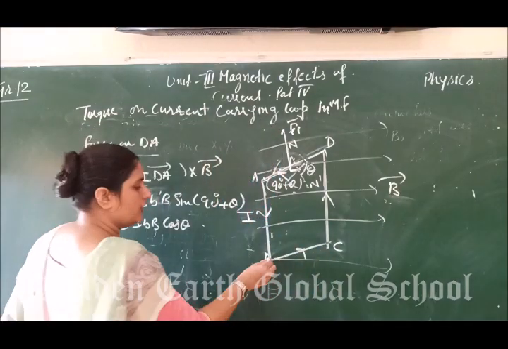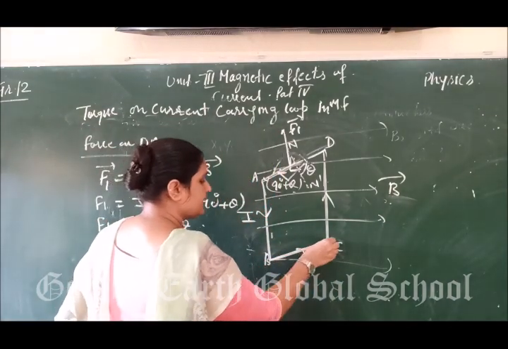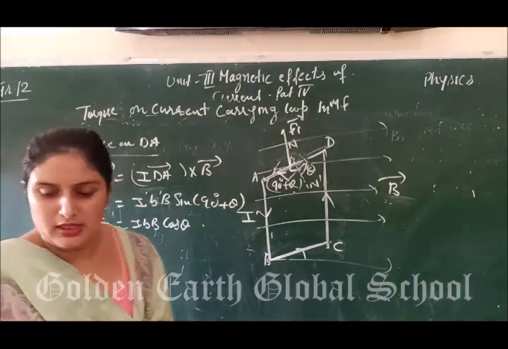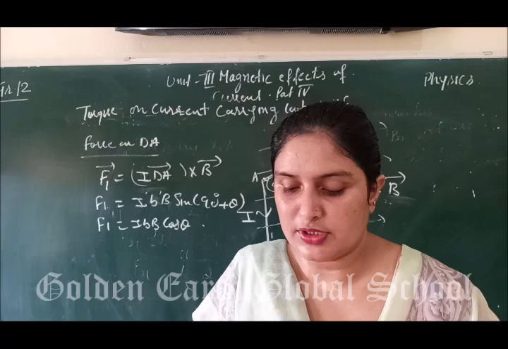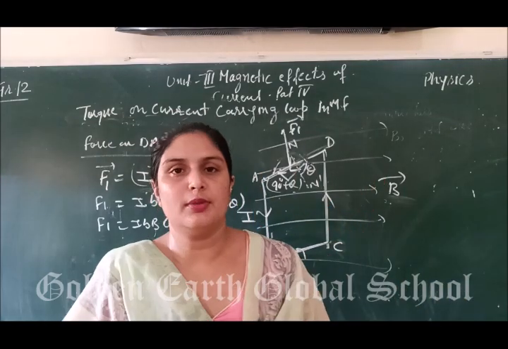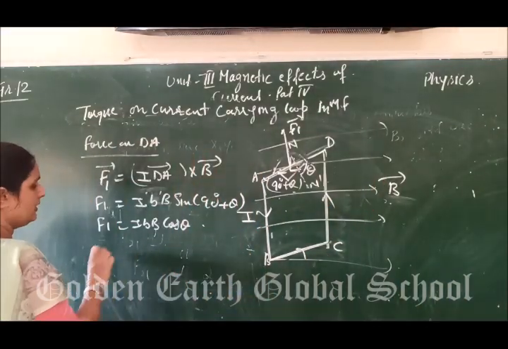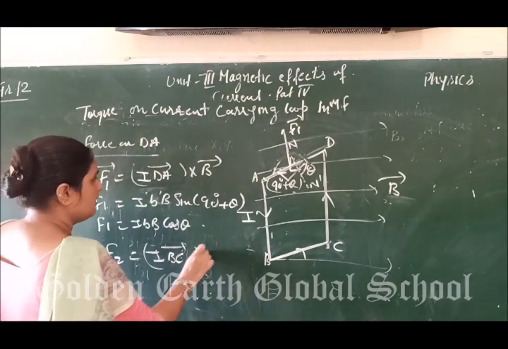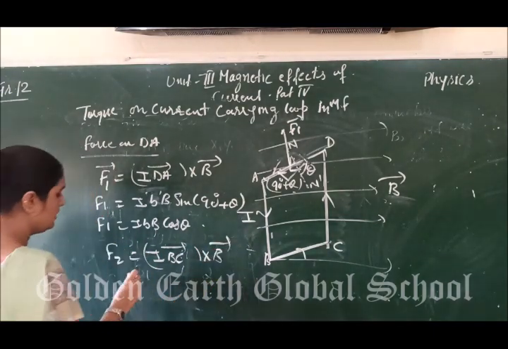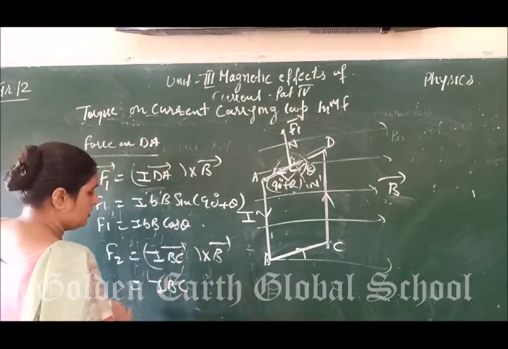Next I am going to calculate the force acting on this arm, BC. Again, the normal drawn to this makes an angle theta with the plane of the coil. Now F2 is given by I BC vector cross B vector.